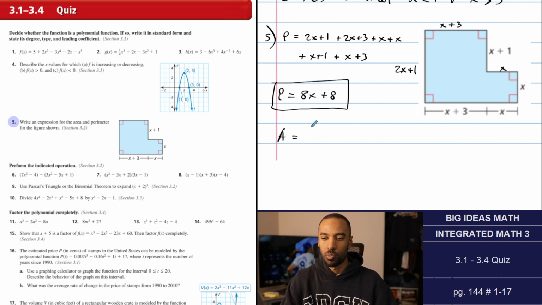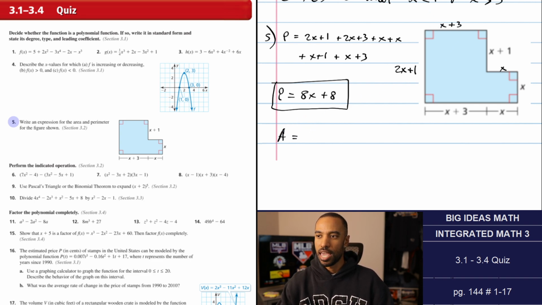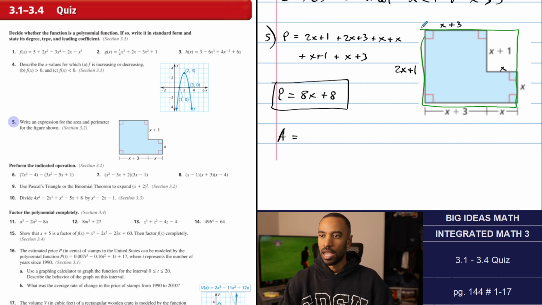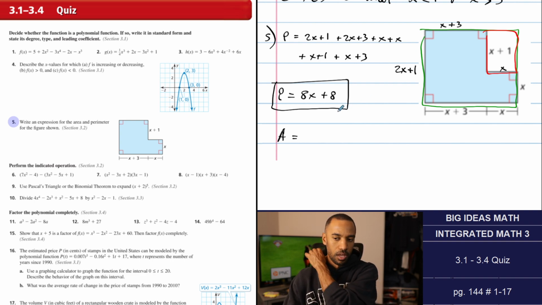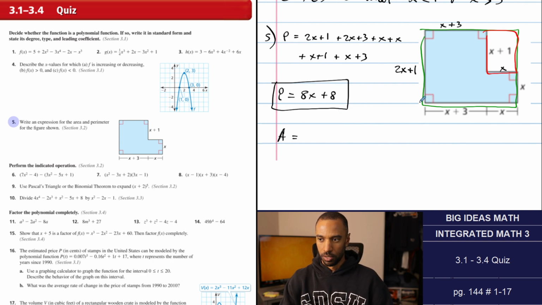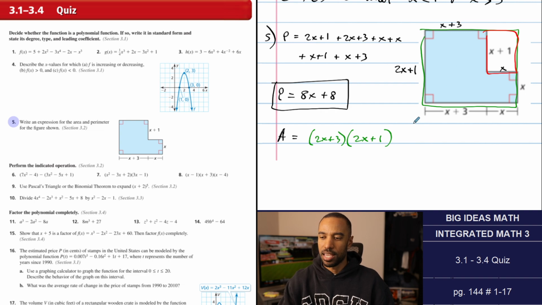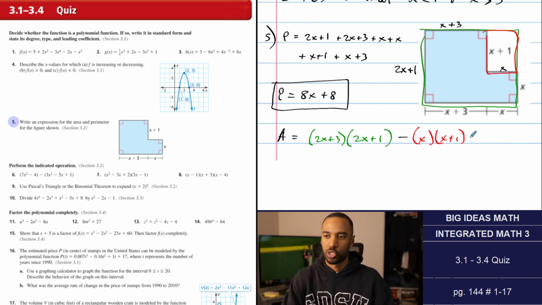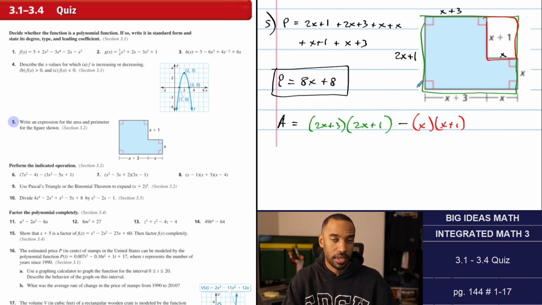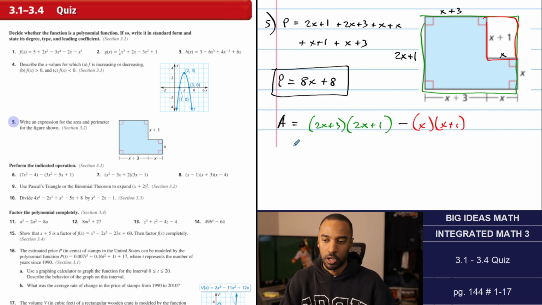Area, we have a couple options in what we can do. One is to take this guy here and subtract out this guy here. Let's look at that one first. For area, we can take the base times height of this. Remember that whole thing's 2x plus 3. So take 2x plus 3, multiply it by this height of 2x plus 1. And then we can subtract the area of this one, x times x plus 1. This is an option for us. So let's try that one out and simplify it. I'll show you a second option you can do, and you can make your choice on what you prefer.